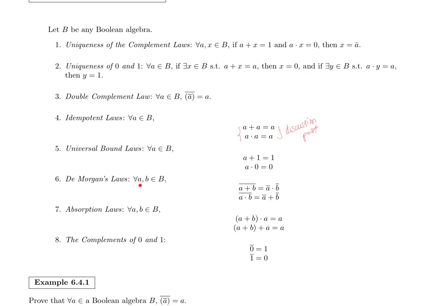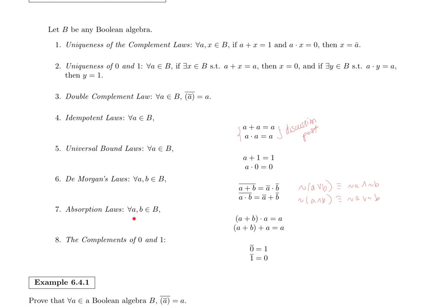De Morgan's laws say for all A and B in our Boolean algebra, the complement of A plus B is equal to the complement of A times the complement of B. We may remember this one as not (A or B) being logically equivalent to not A and not B. Likewise, not (A and B) was logically equivalent to not A or not B. And remember here, our ors are adding and our ands are multiplication. So it all works out together in the end.